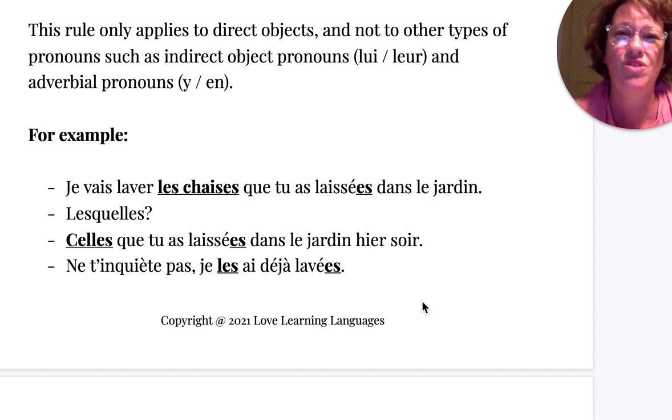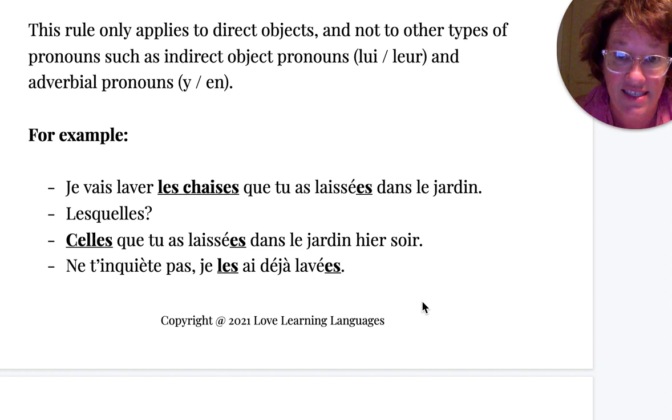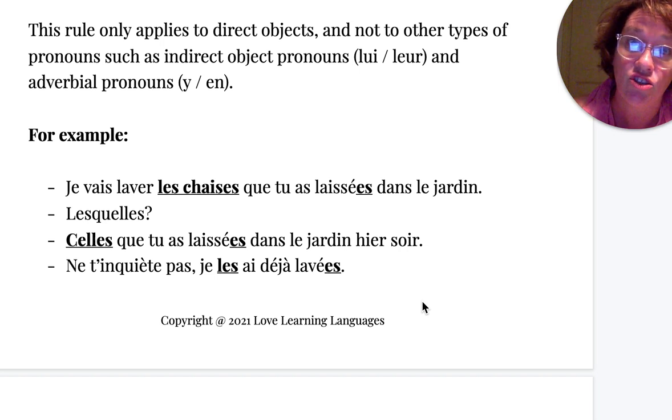Now it doesn't change the way that it sounds, but sometimes it will, right? Like if your past participle ended just with an S and then you had to add an E to it, well then you would pronounce the S, whereas usually you wouldn't. Okay, so the agreement is important. Okay, je vais laver les chaises que tu as laissées dans le jardin.